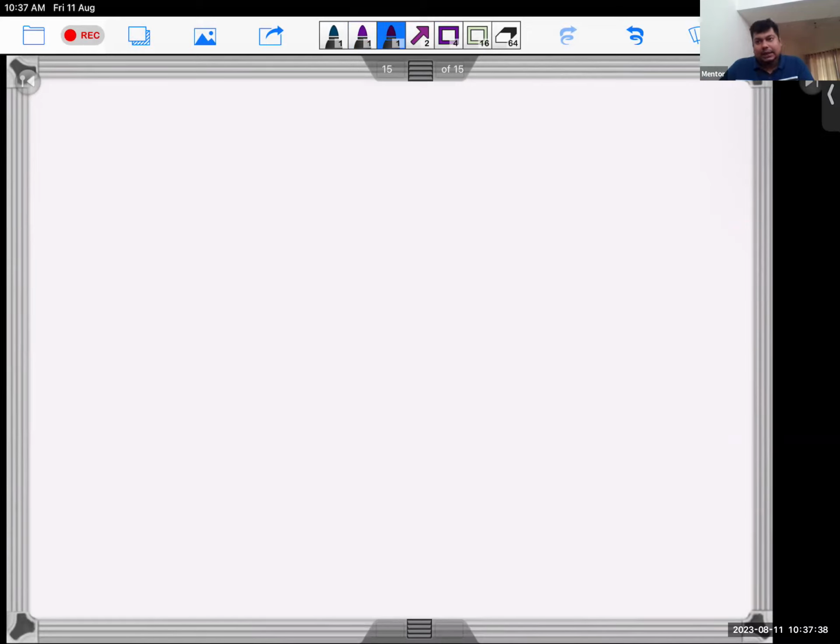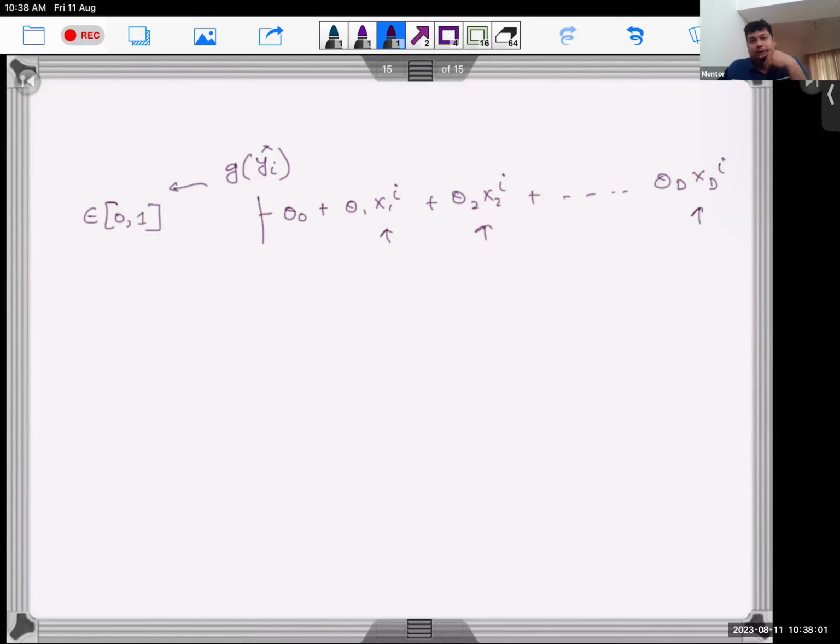So you know that for any sample, I figure out theta naught plus theta 1 x1i plus theta 2 x2i, and if you have d features, I'll go up to theta d xdi. I put the values in x1, x2 for the input, and I get a real number. I apply sigmoid on top of it and get a value between 0 to 1. My question is this: how do I predict? If it is greater than what? I say it is 0.5. If it is greater than this threshold, I say it is class 1. Otherwise, it is class 0. What is the threshold? 0.5, typically.